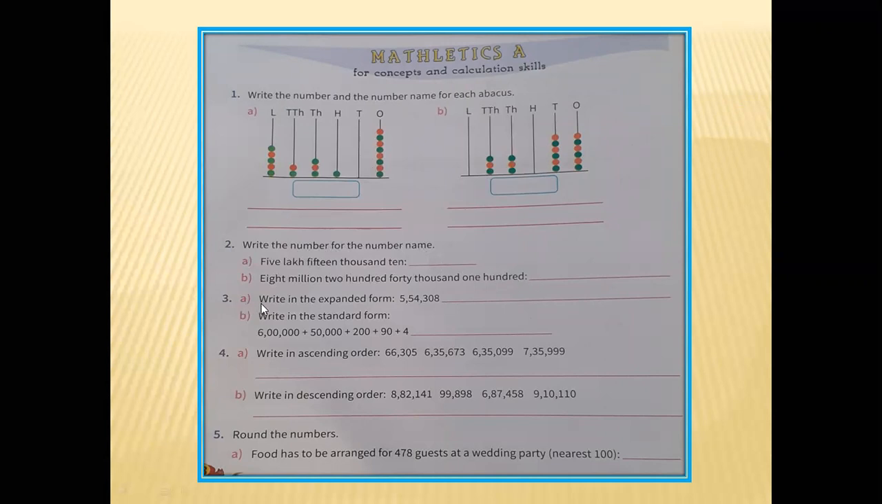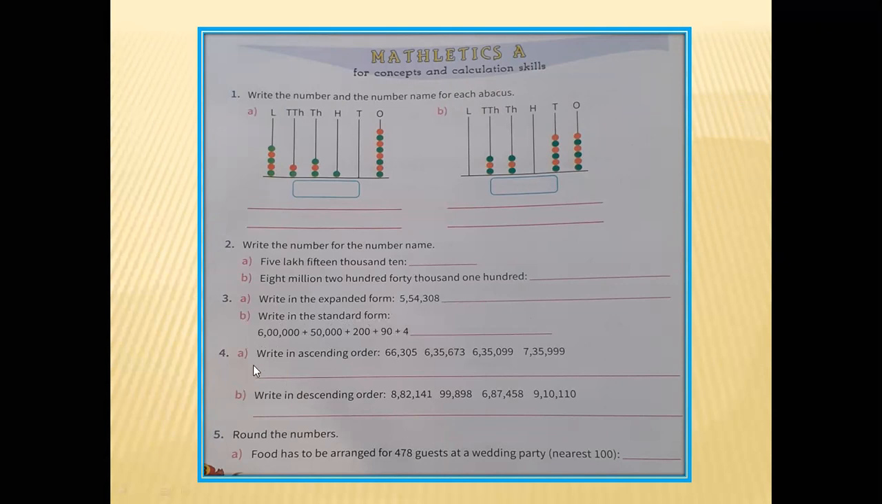Okay, next third one, written in expanded form. 5,54,308. You have to write this number in expanded form. Next B, write in standard form. Here they have given in expanded form. For this you have to write in standard form. 6 lakh plus 50,000 plus 200 plus 90 plus 4.